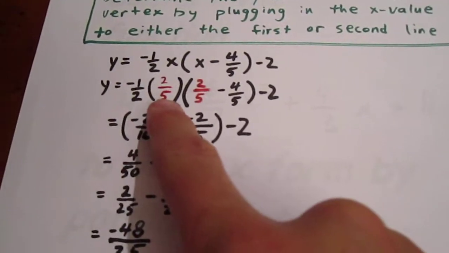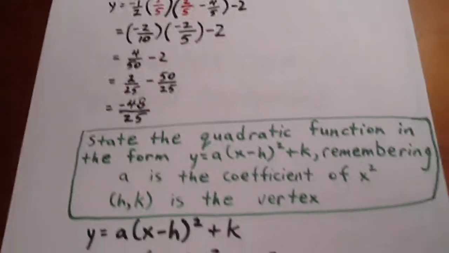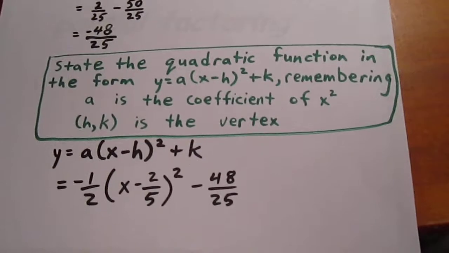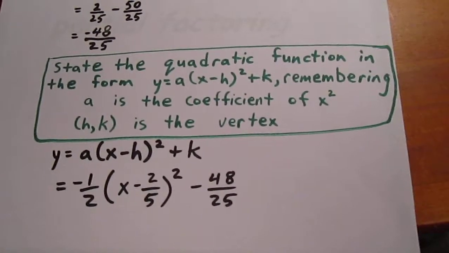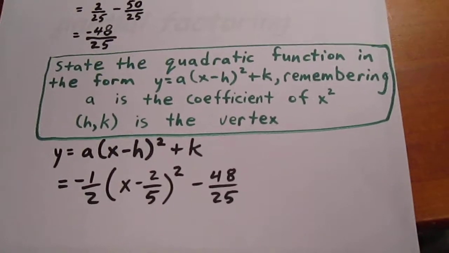The x value of my vertex is 2/5. The leading coefficient is negative 1/2. So I can state the quadratic function in the vertex form by remembering all that information and stating that y is negative 1/2 times x minus 2/5 quantity squared minus 48/25.